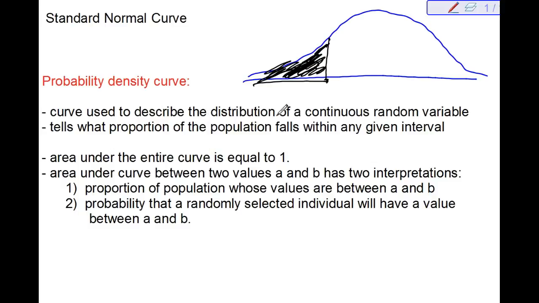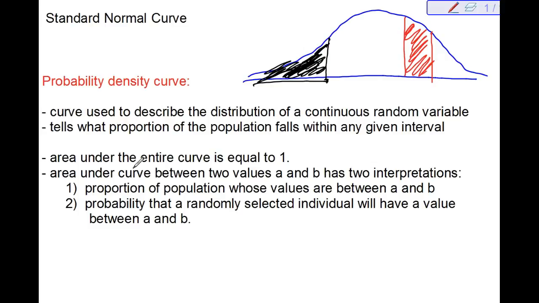The curve is used to describe the distribution of a continuous random variable. Remember, we've already discussed discrete random variables, and so these are going to be used to discuss continuous random variables. It tells what proportion of the population falls within a given variable. It can be here, or we can have in between two numbers, such as if I want to look at the proportion of the values that fall between these two lines, we can also find that. Now the area under the entire curve is equal to 1. Remember, all probabilities add up to 1, so the area underneath this entire curve also adds up to 1.